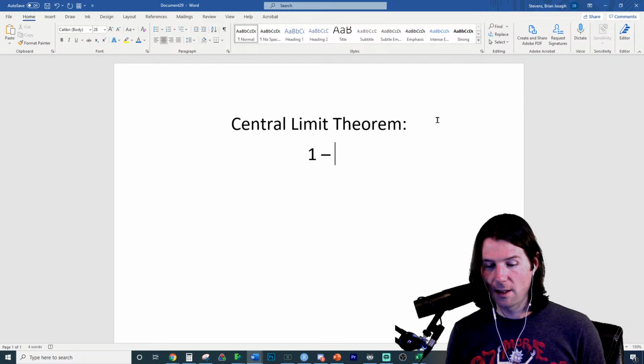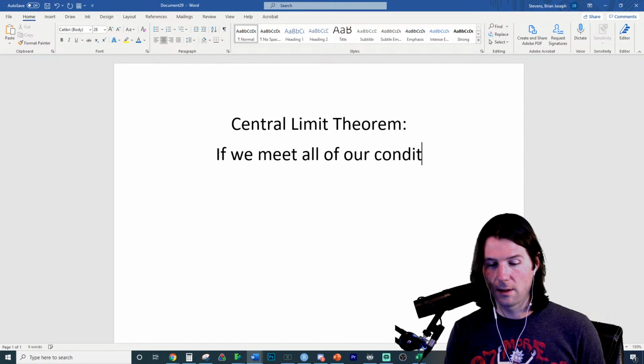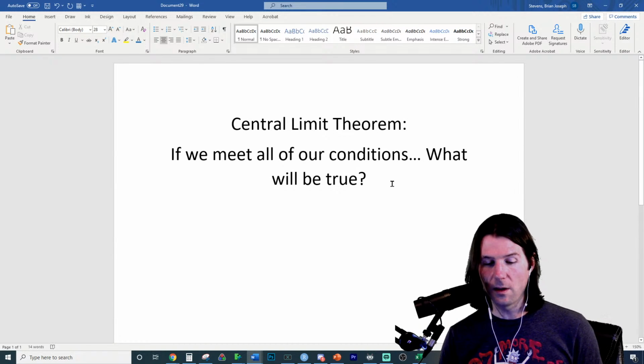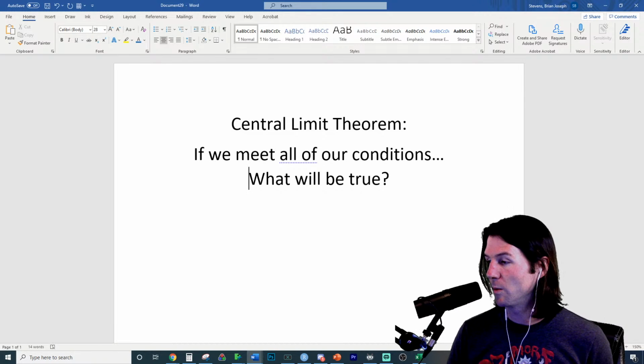Central limit theorem, if we meet all of our conditions, what will be true? So if we meet every one of our conditions, what will be true?